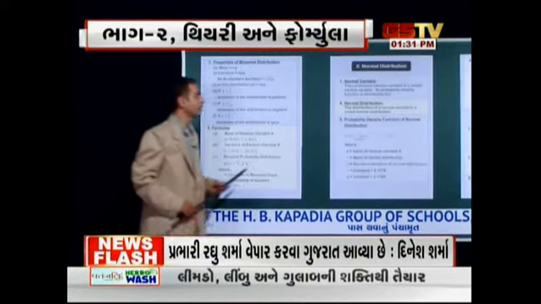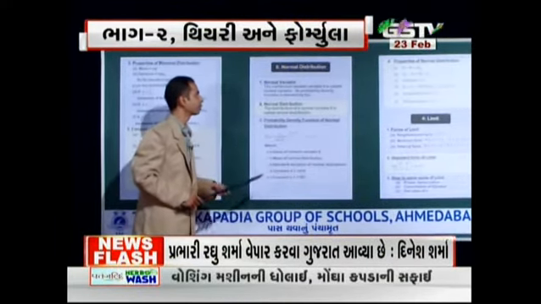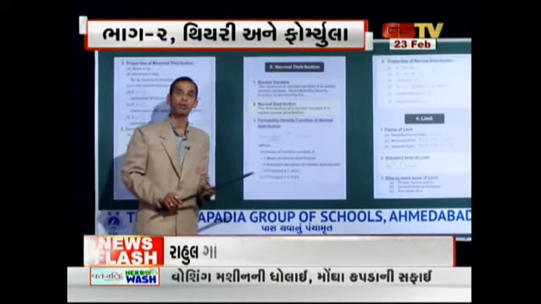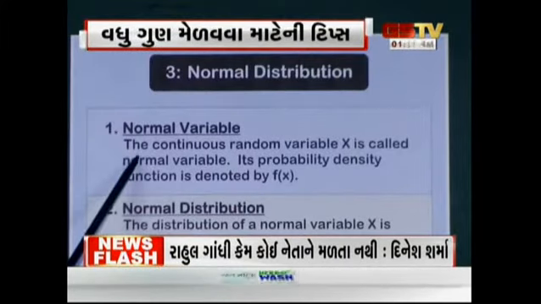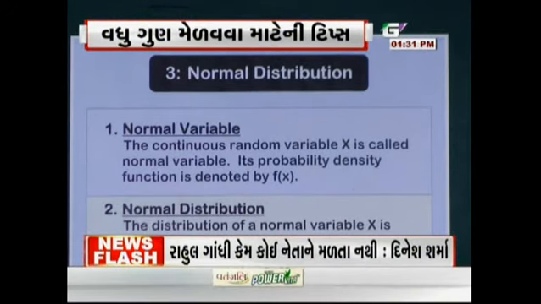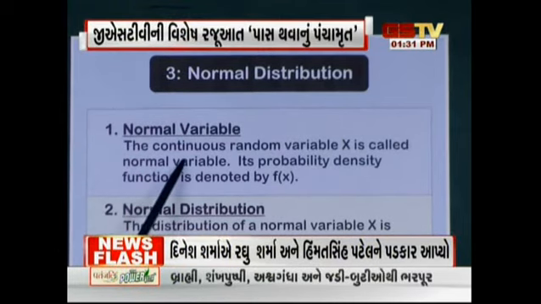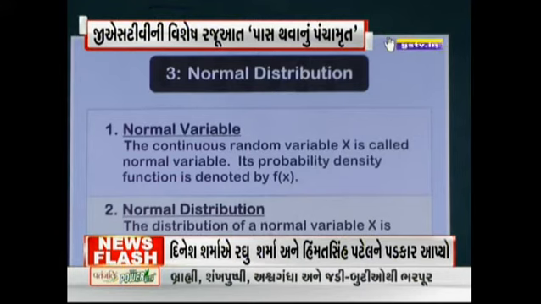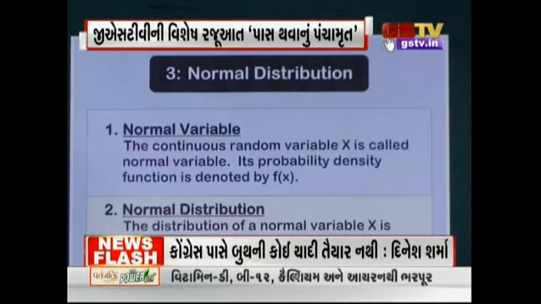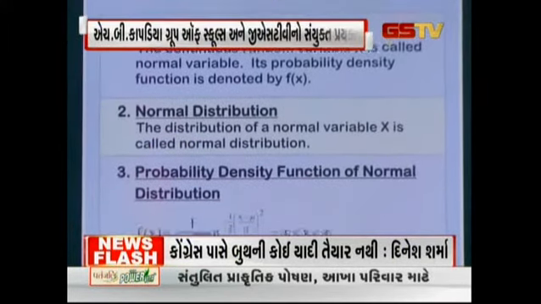Now come to the next chapter. Chapter number 3, normal distribution. First, understand the meaning of normal variable. The continuous random variable x is called as a normal variable. In previous chapter, we studied discrete random variable. Here, we study continuous random variable x, which is known as a normal variable. And the distribution of this normal variable x is called as a normal distribution.